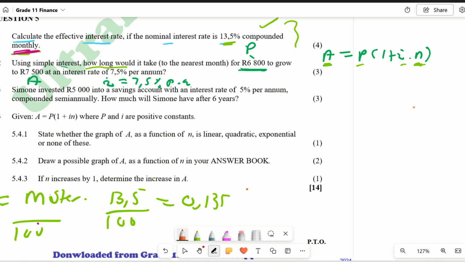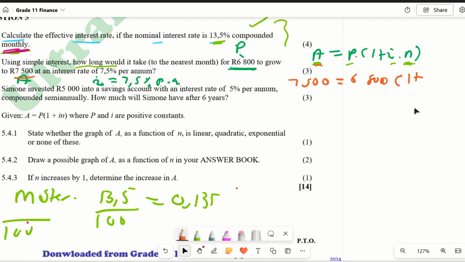Our A is 7,500, while our P is 6,800. Times 1 plus, what is our I? What is our I? 0.075. So our I is 7.5%.